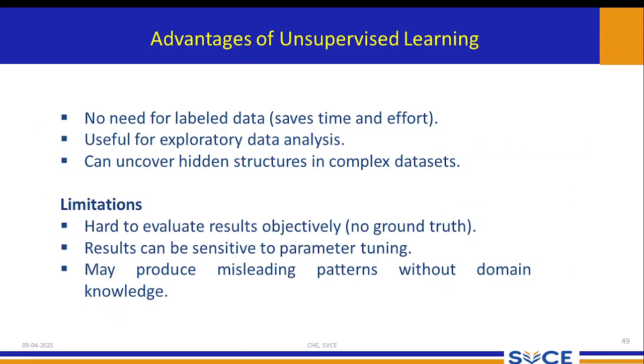So, the advantages of unsupervised learning: no need for labeled data. Even if there is no correlation between the variables, that is, between a dependent and an independent variable, we can go for unsupervised learning techniques to find and group the data, and later we will apply the algorithm. The limitations: it is hard to evaluate the results objectively, there is no ground truth. Results can be sensitive to parameter tuning, and may produce misleading patterns without domain knowledge.